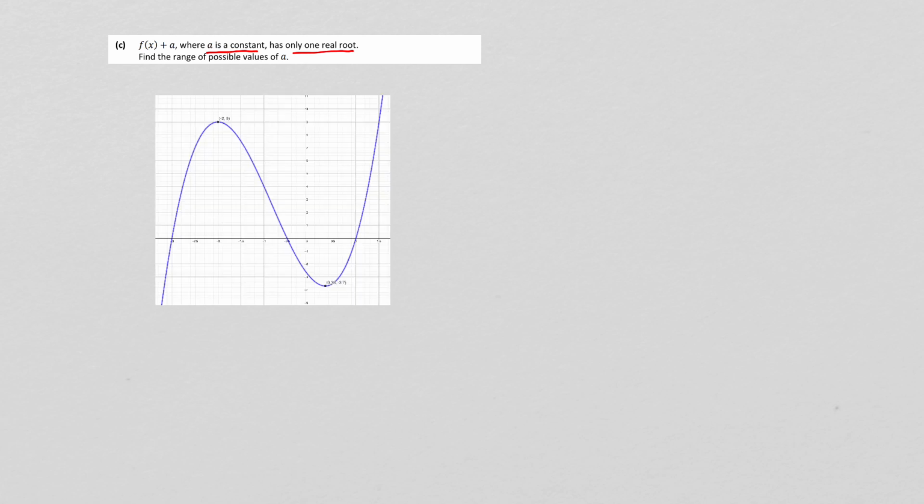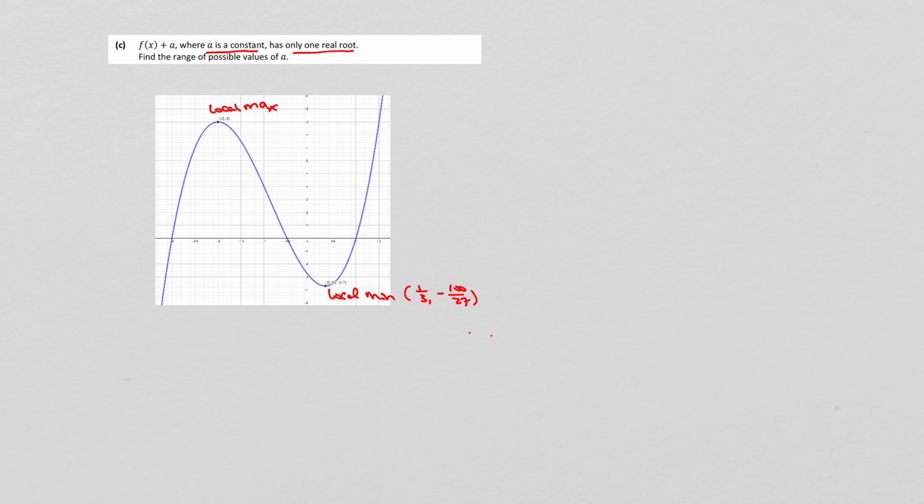So for part C, we were given the function plus some constant that gives only one real root. So if we look at the graph of f of x itself, we see that it's a cubic function, and we've worked out what the max was and what the min was. So here we had our local max, which was minus 2, 9. And we had the local min, which was a third, minus 100 over 27. So obviously as decimals that would be 0.33 and minus 3.7.